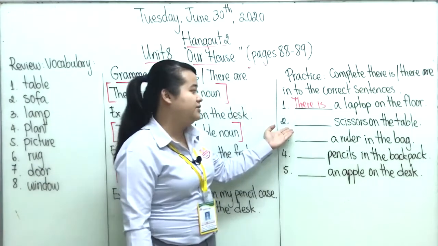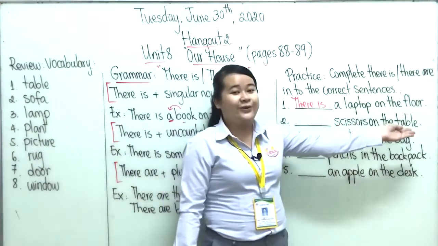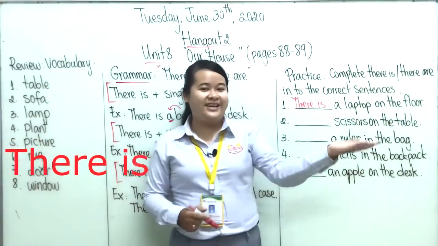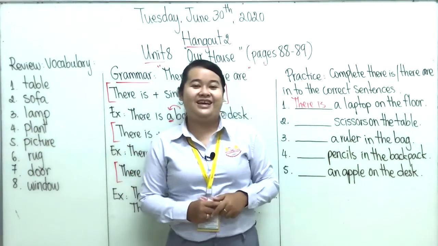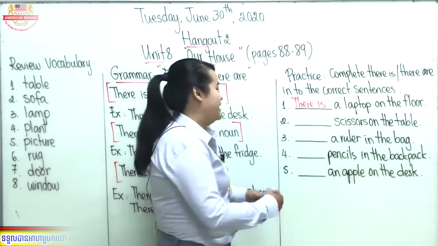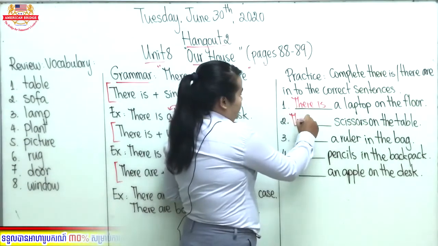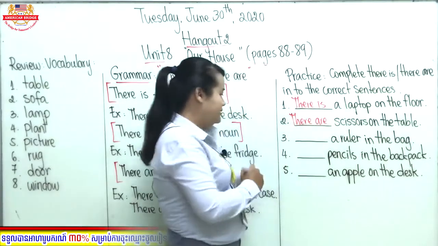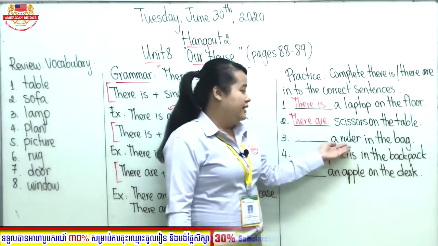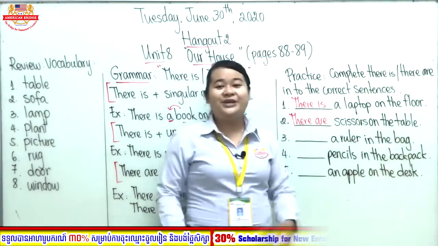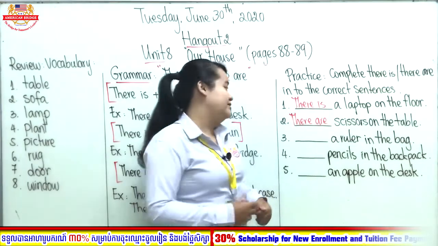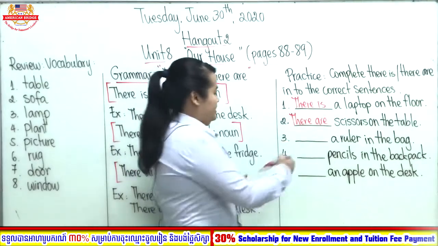So number two, scissors on the table. For this sentence, we need to use there is or there are? Very good. We need to use there are, because scissors, we have s, right? So it means a lot. So we need to use there are. Number three, a ruler in the bag. A ruler in the bag. So how many rulers? Only one, right? So if singular, we need to use there is again.